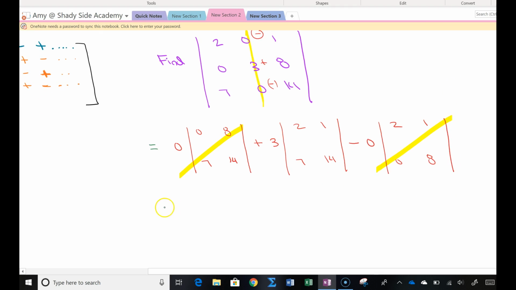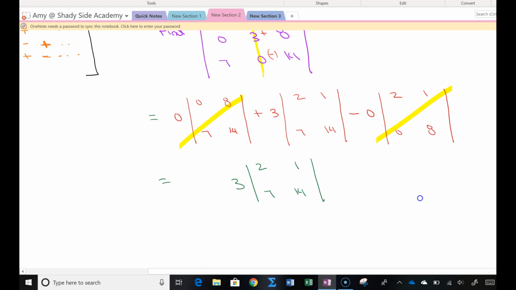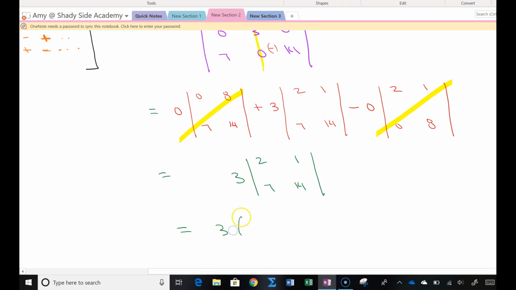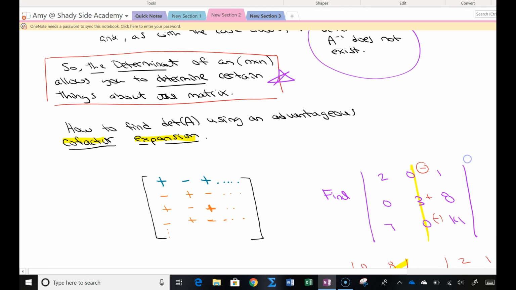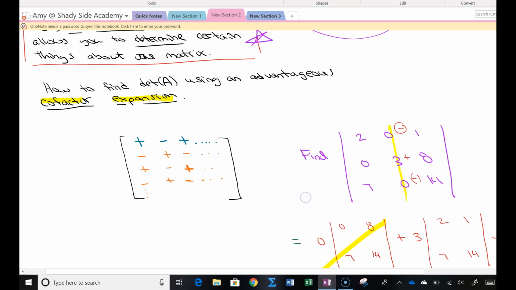At the end of the day, the determinant is just going to be 3 times the determinant of the 2 by 2, which is 3 times 28 minus 7, which equals 21 times 3, which equals 63. That's the determinant. So very quickly, for the determinant of a square matrix, you can run down any row or column, but the one you want to run down is the one that has the most zeros. That's how you use an advantageous cofactor expansion.